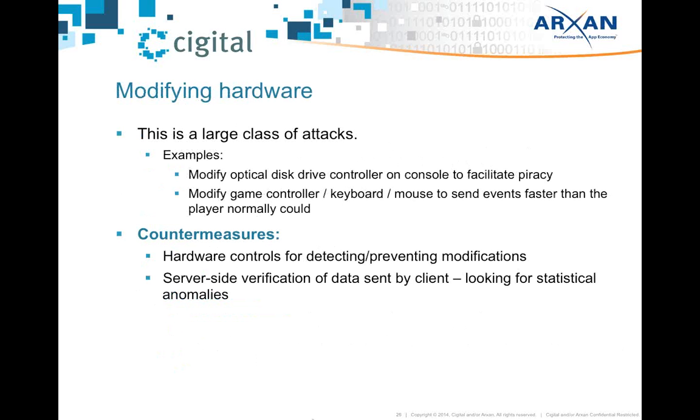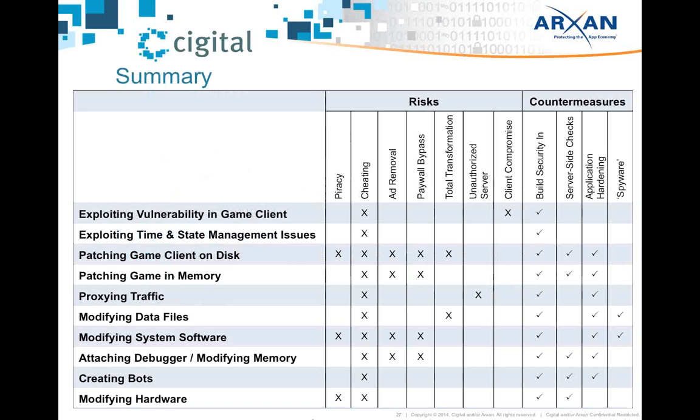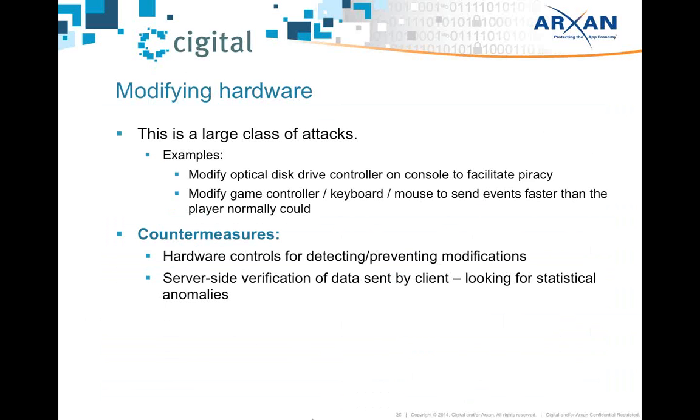So modifying hardware is a large class of attacks on its own, and we're not going to talk about this in detail. But we do want to mention it just for the sake of completeness. Now, if I can modify my game controller to send automated button clicks faster than any human possibly could, then I could gain an unfair advantage in the game. So again, statistical analysis and maybe some hardware controls for detecting modifications can help with these kinds of attacks.